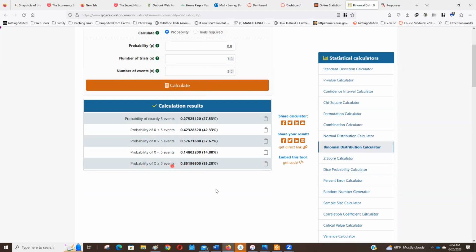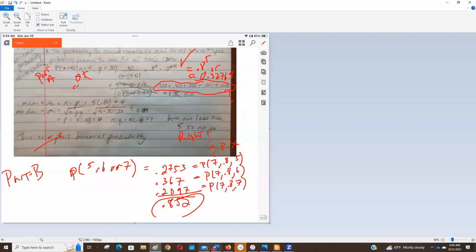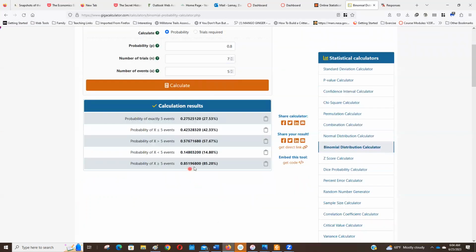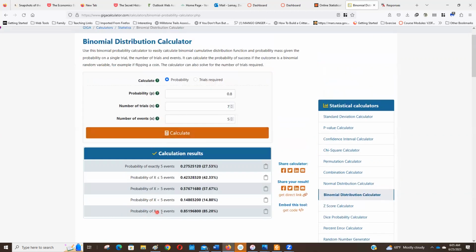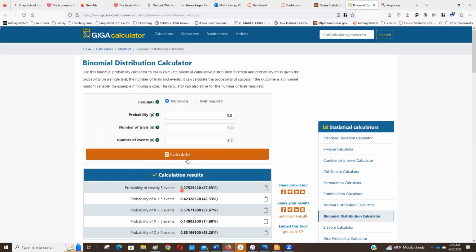So that includes 5. Let's see if I did it right. Let's see if I agree with what this calculator is telling me. Yeah, 0.852. And what's the calculator telling me? 0.852 rounds, right? Okay, so see how that works and how you use this calculator to decide what probability you're looking for, and then it does it for you. It's fantastic.